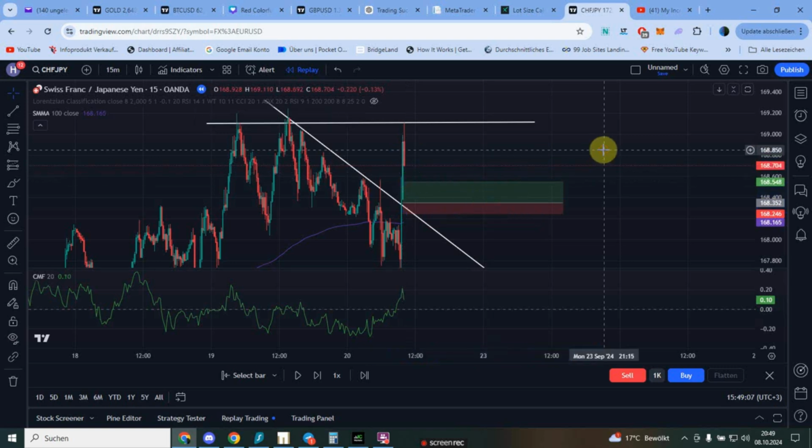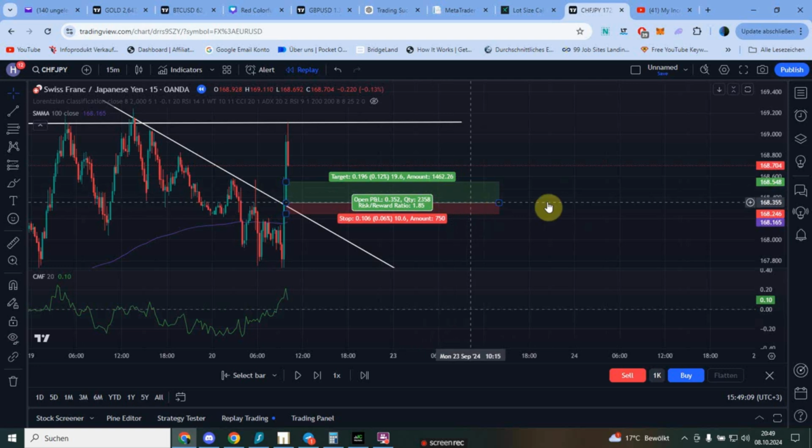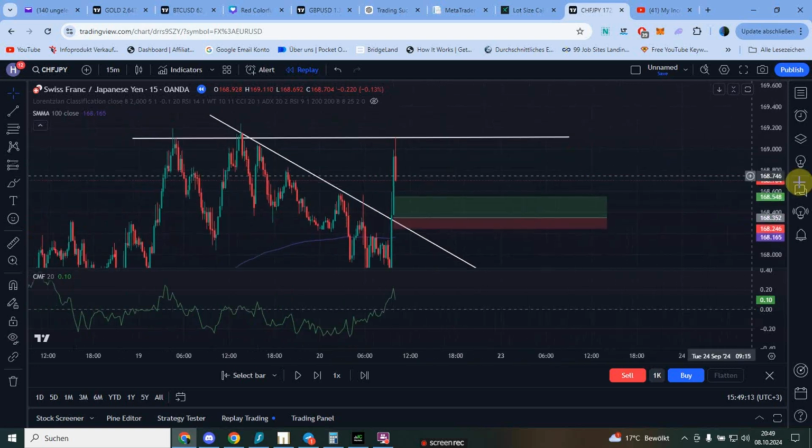That's it. That's the trade. It's a simple trade. You risk 1% and make 2% for this trade. This is a 2RR trade.